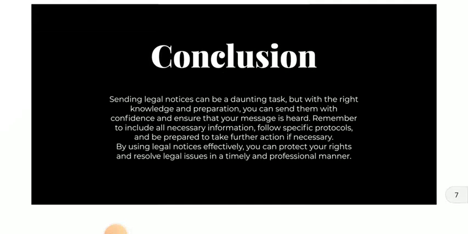Now, in conclusion, sending legal notice can be a daunting task, but with the right knowledge and preparation, you can send them with confidence and ensure that your message is heard. Remember to include all necessary information, follow the specific protocol, and be prepared for further action if necessary. By using legal notice effectively, you can protect your rights and resolve legal issues in a timely and professional manner.